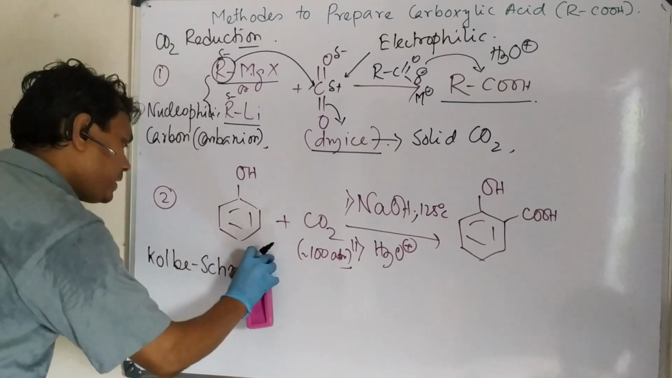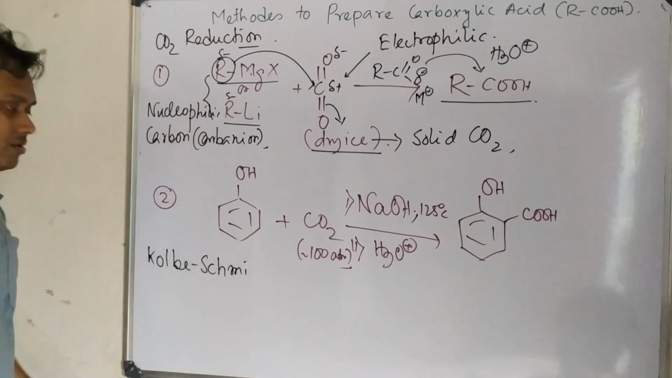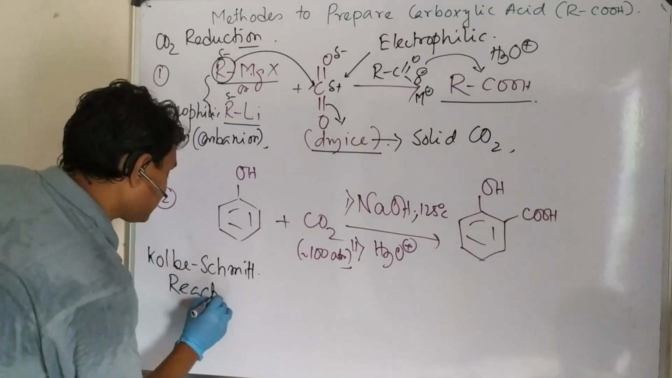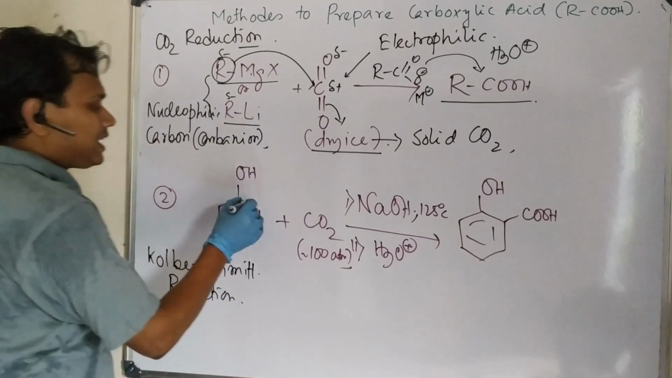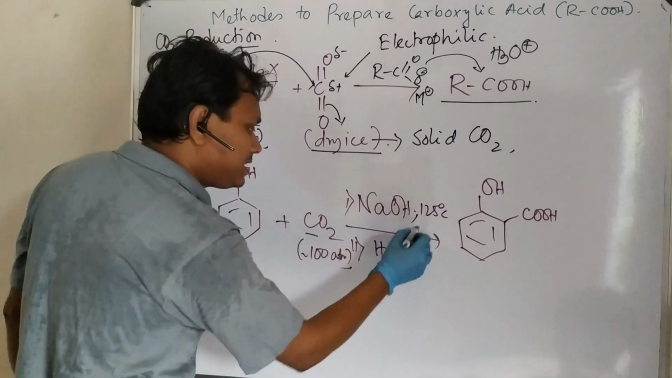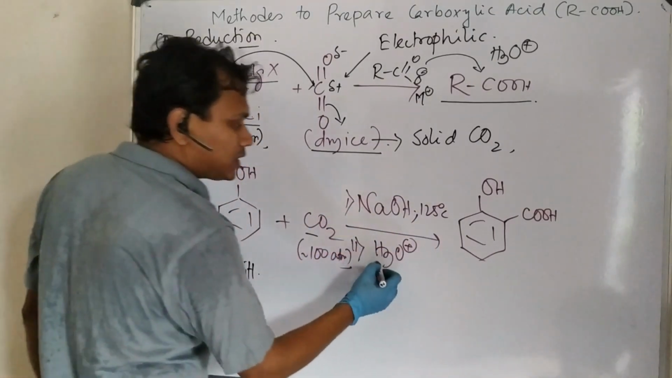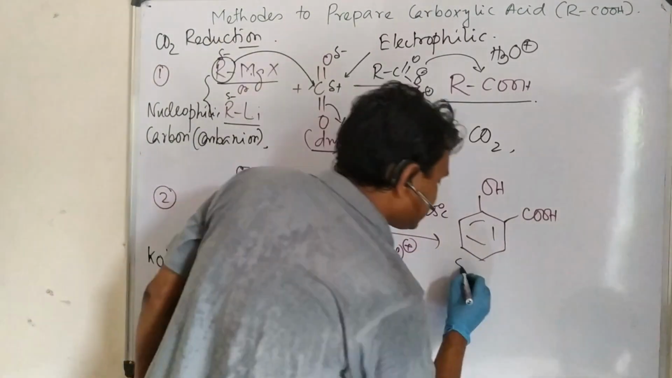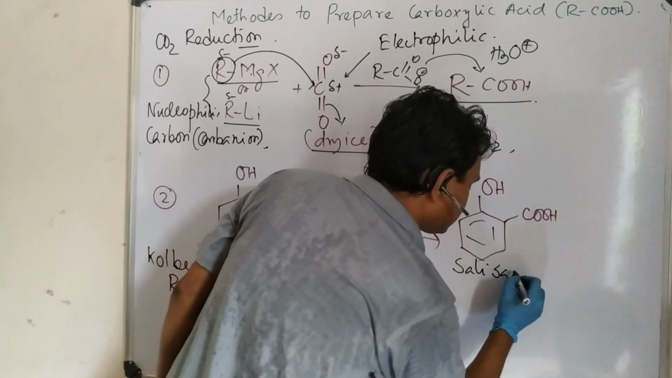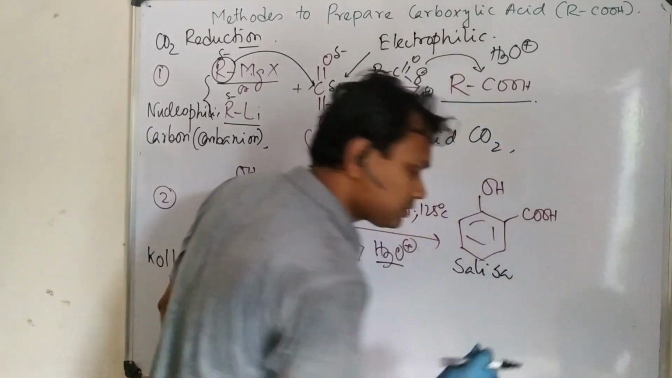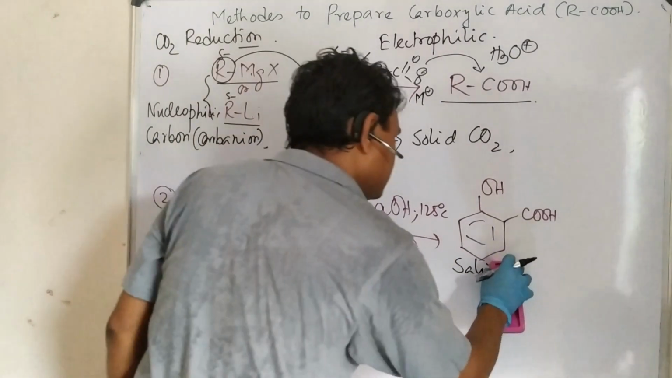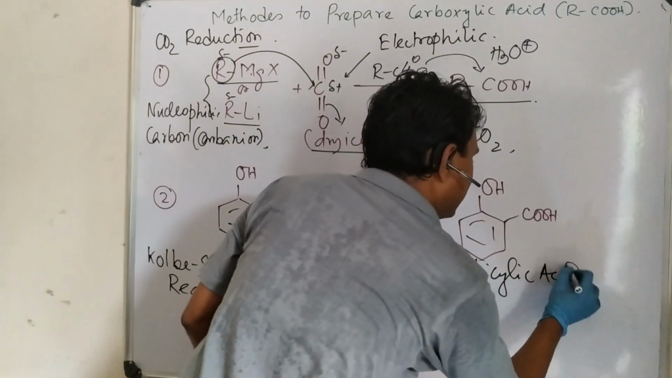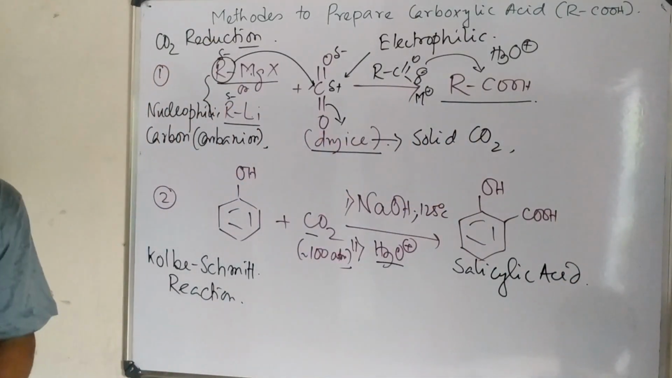Kolbe-Schmidt reaction. The spelling may be a little wrong, I am not sure, but the reaction is this. So what does this reaction do? In this reaction, alkaline phenol reacts with carbon dioxide, first, and second, work up in the presence of aqueous acid, resulting in salicylic acid. Okay, so this is salicylic acid, and how does this reaction happen?